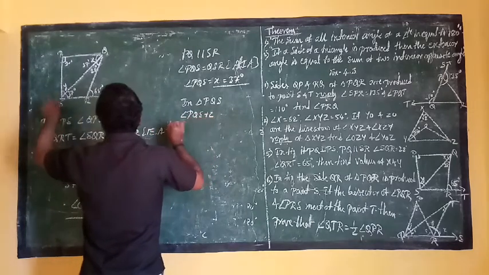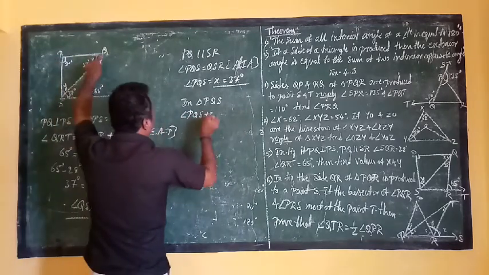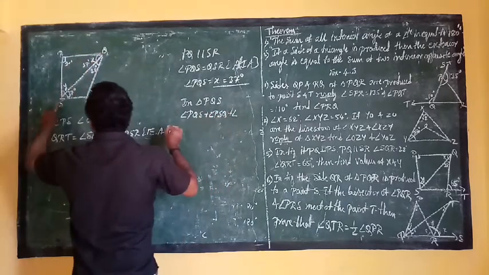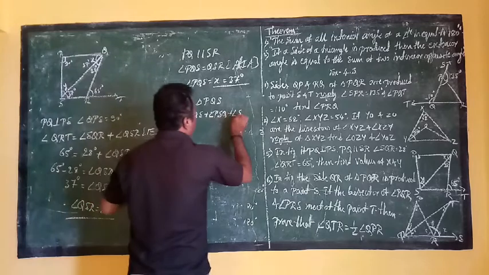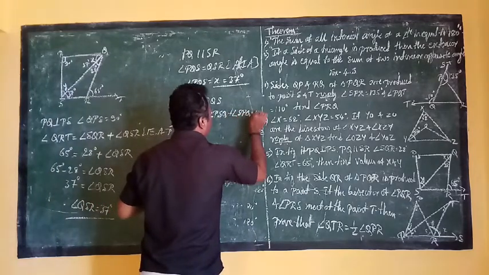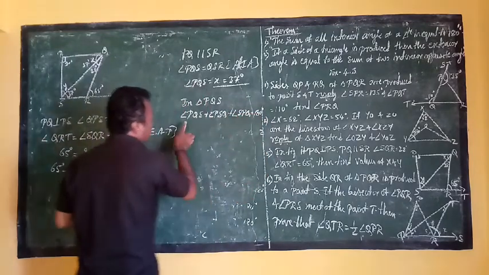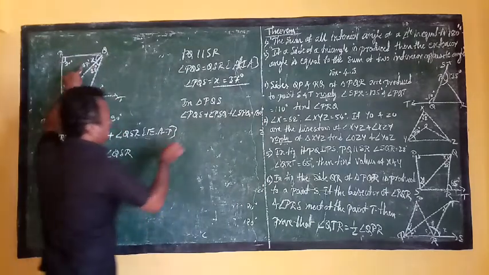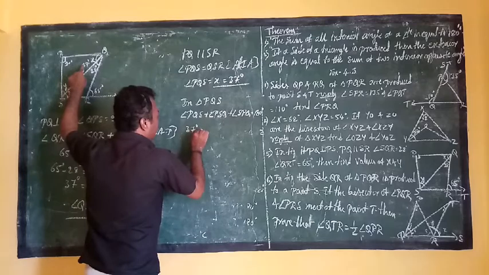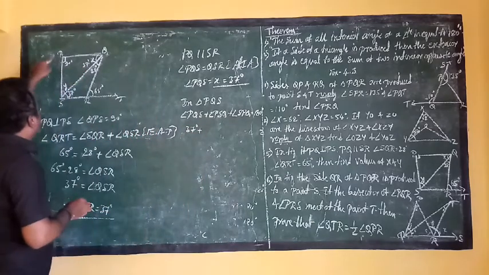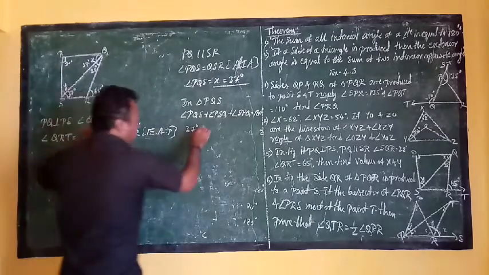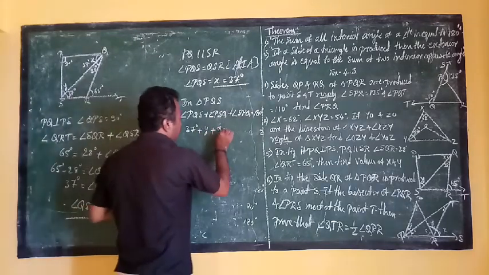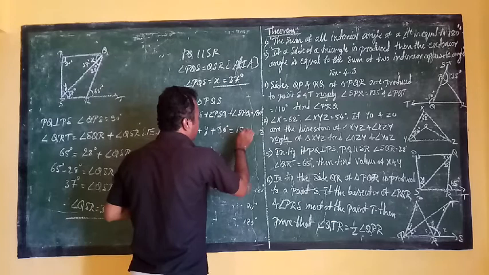plus angle PSQ plus angle SPQ is equal to 180 degrees because of angle sum property. PQS how much? PQS, that means X, that means 37 degrees, plus angle PSQ how much? Y, we want to calculate the value of Y, and SPQ is equal to 90 degrees because of perpendicular, is equal to 180 degrees.